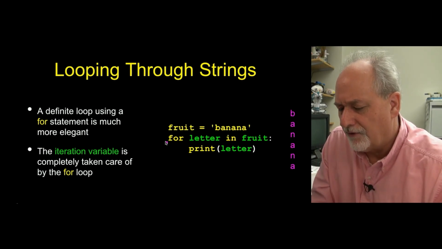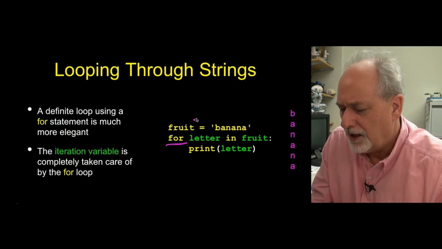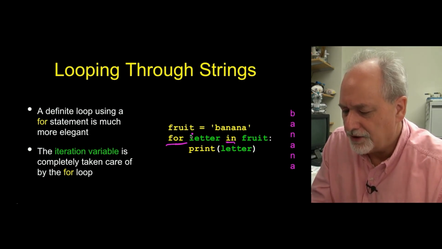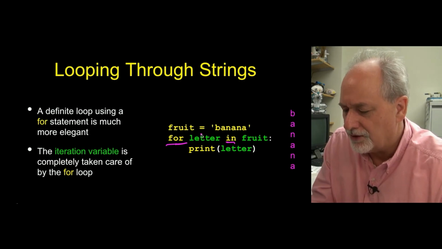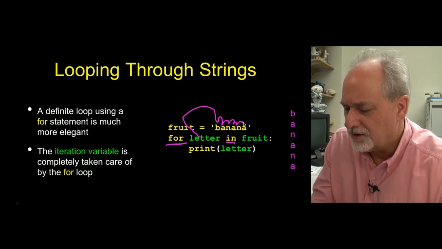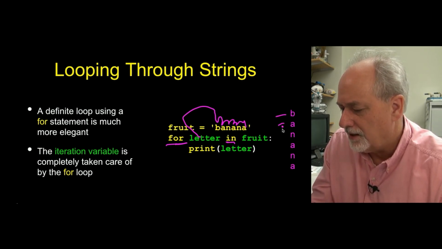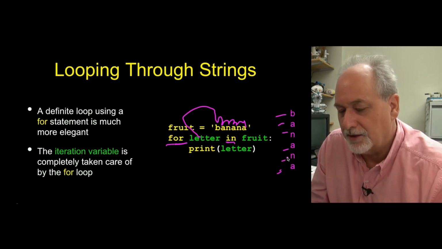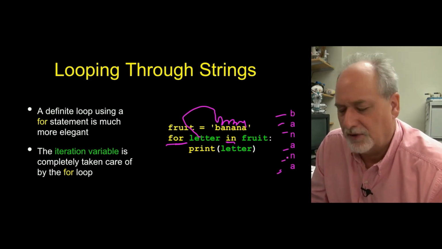And so here we have the for keyword and fruit, and it's an in. And so for letter in fruit, well, that just says letter is our iteration variable, and it's going to take on the successive values of each of the characters. So this loop is going to run 6 times, and letter is going to be B-A-N-A-N-A, banana.